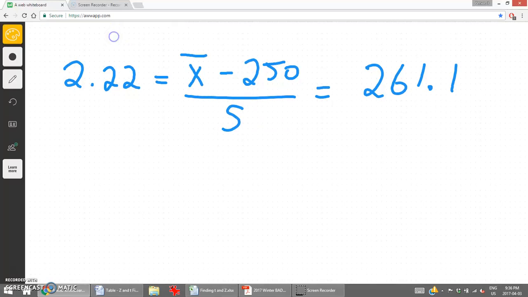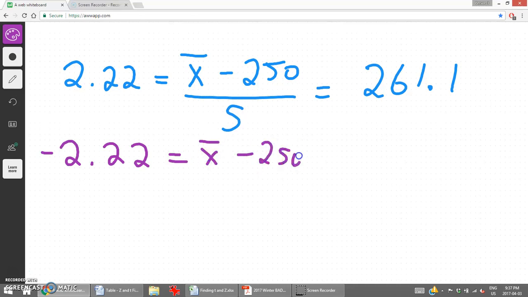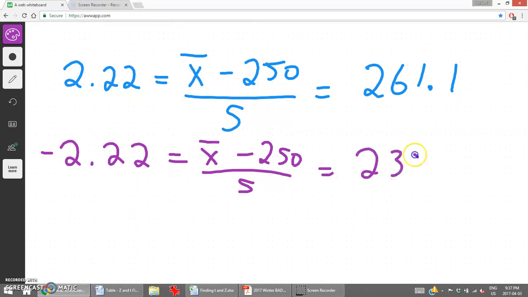If we do this again, the only difference is we're working on the lower end of the distribution, so the Z value is going to be negative. This part of the formula is the same, and we divide by our standard error. We're going to get a value of 238.9.